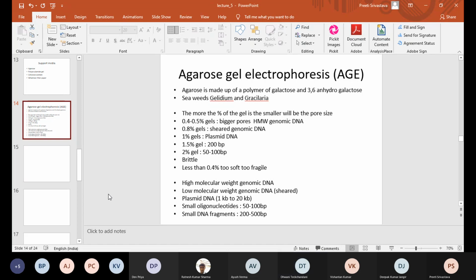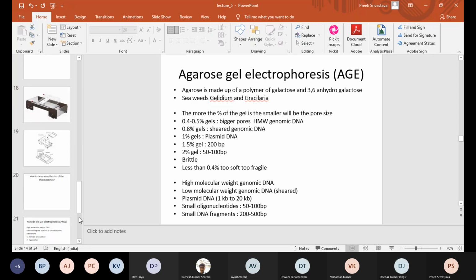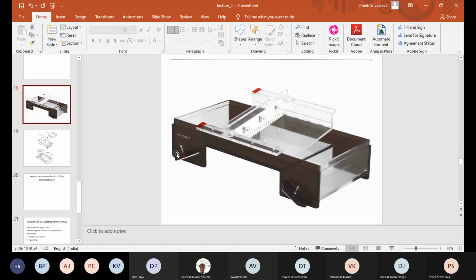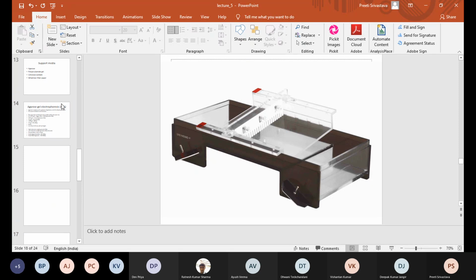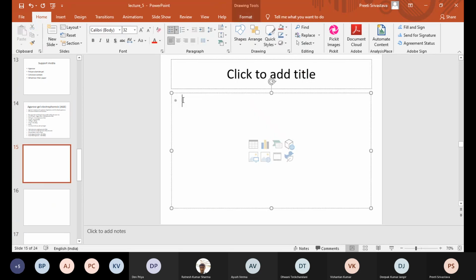Okay, so this is how you can separate the DNA by preparing different types of gels. These gels look like this. This is a typical figure of a horizontal gel electrophoresis assembly, and therefore when we run these agarose gels, this uses a horizontal gel.